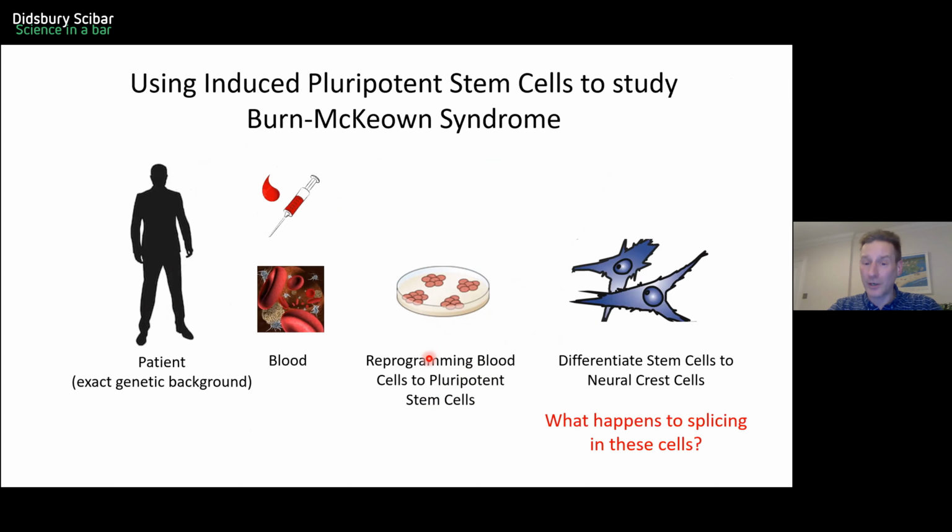So these pluripotent stem cells are good to use, hard to make, good to use, and we can differentiate them into the cell type that we want. So we can differentiate them into neural crest cells and ask, what are they like? What's happening with the splicing in cells from a patient compared to, say, one of their relatives, mother or father, who doesn't have the disease? And what happens to splicing in these cells?